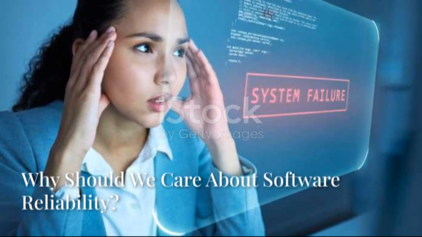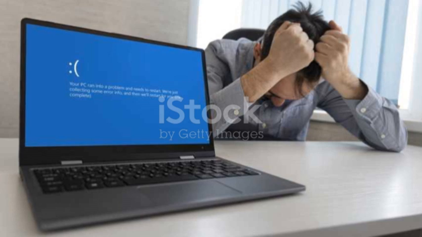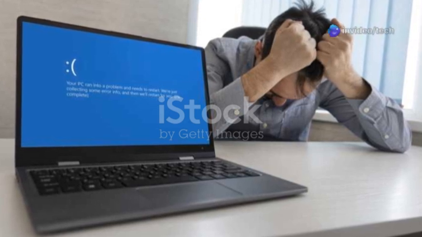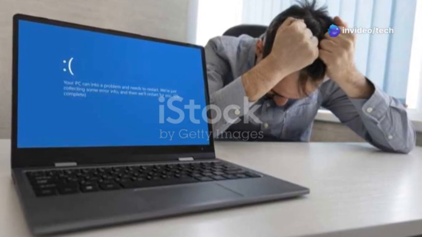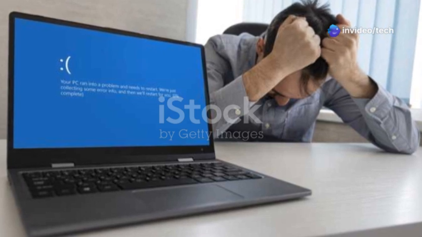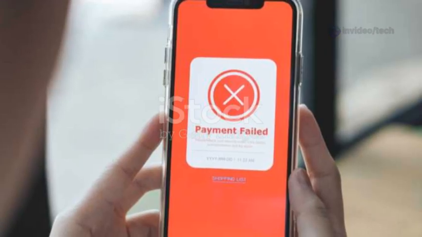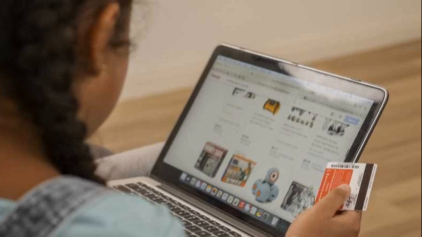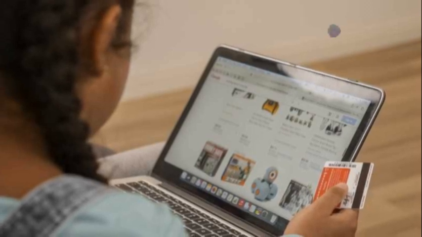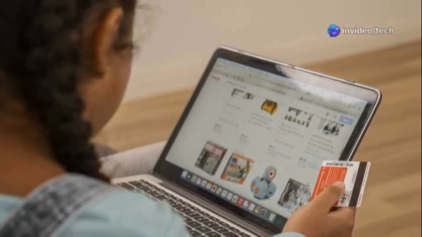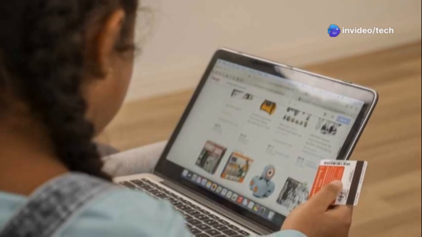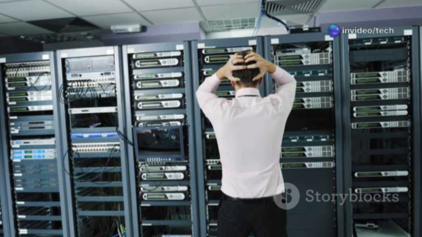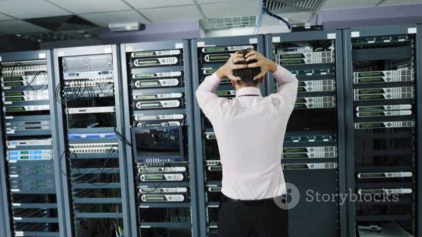Why is software reliability such a big deal? Unreliable software wastes time, causes frustration, and can make us lose important work, like when a document editor crashes before you save. If a banking app shows errors, you might worry about your money's safety. For businesses, unreliable software means lost customers and revenue. Nobody wants to shop on a website that keeps crashing. Fixing unreliable software is expensive and damages a company's reputation.